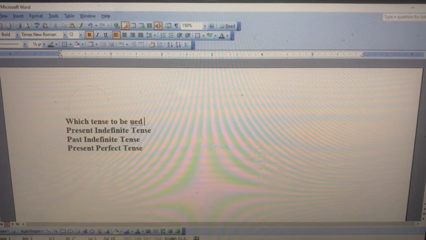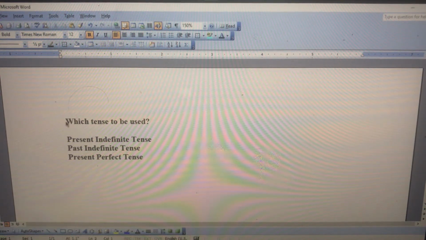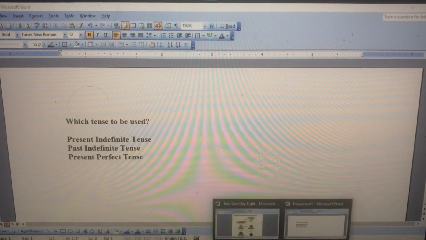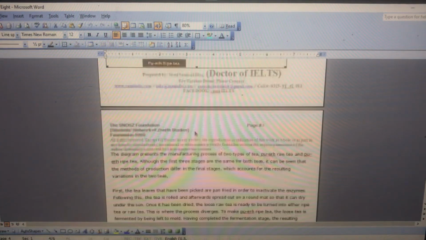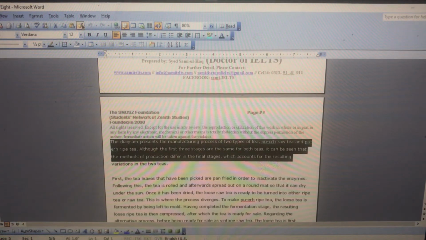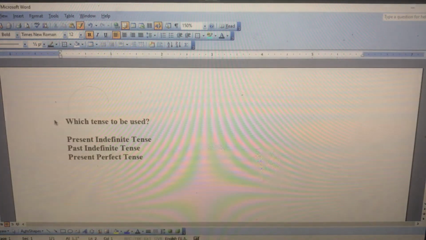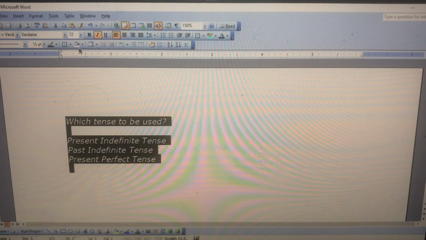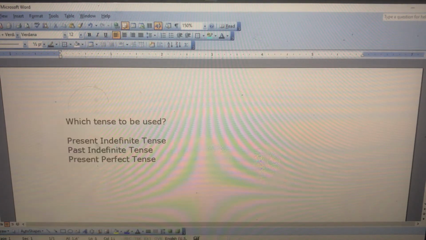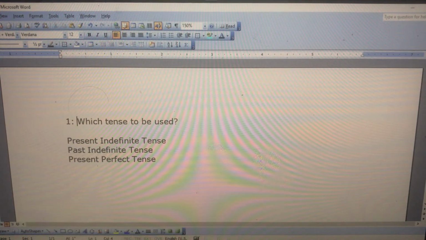Which tense to be used, right? Which tense to be used? So here I have given the answer, right? That you should use a present indefinite tense. Three options I've given you. So which tense to be used? The first question, right? So I have given you the options: present indefinite, past indefinite, and present perfect tense.